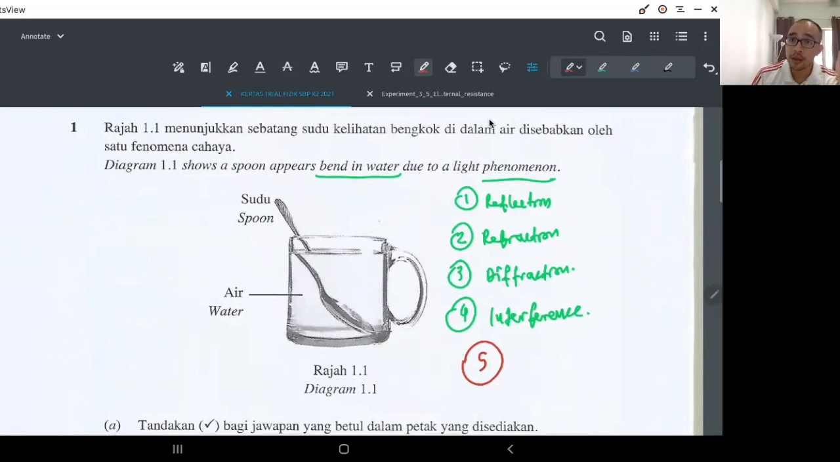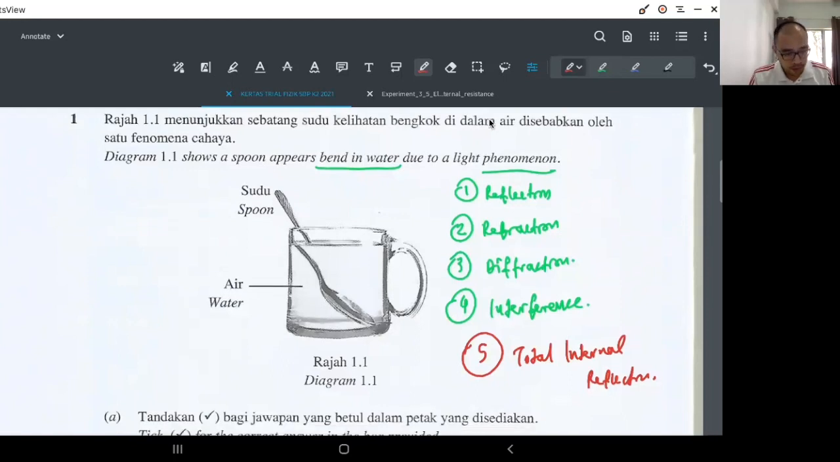So when we see the word phenomenon, especially when it is combined with the words light phenomenon, wave phenomenon, always have this. A phenomenon is a naturally occurring event that can be explained scientifically. Satu kejadian semula jadi, yang boleh diterangkan dengan menggunakan konsep sains. That's a phenomenon.